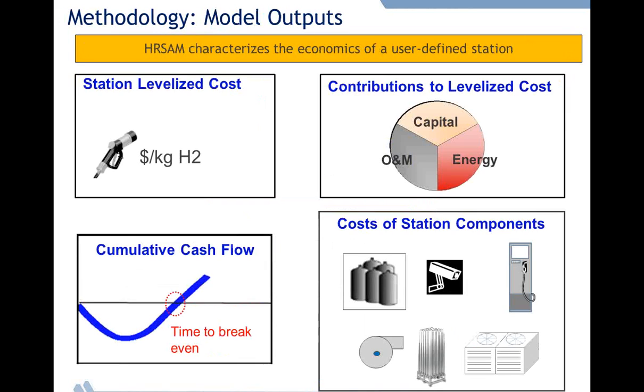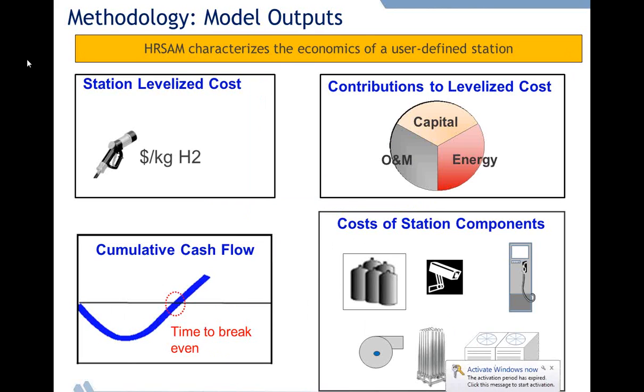So what will the model give as an output? This is just a rehearsal of what we had before. $1 per kilogram is the bottom line. What is the total capital investment? What is the annual operation and maintenance, and the energy cost? Cash flows, time to break even. Even the model will give what is the contribution of different components to the bottom line dollars per kilogram.